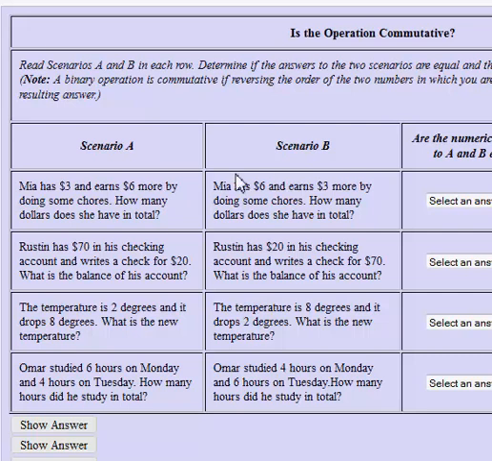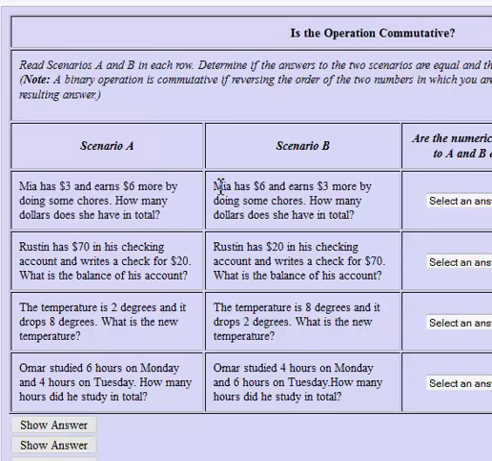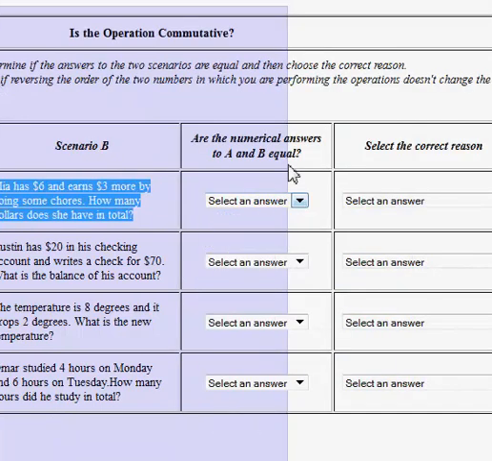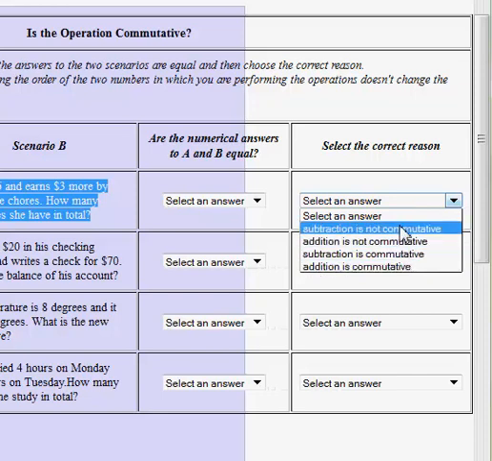In this problem, we will be given two different scenarios for each problem. We will be finding the numeric answer for this question in scenario A, and finding the numeric answer in scenario B. Then we'll be asked if the numeric answers we just found for A and B are equal, either yes or no. And after that, we are to give a reason why the answer was yes or no, and it would be one of the following reasons.